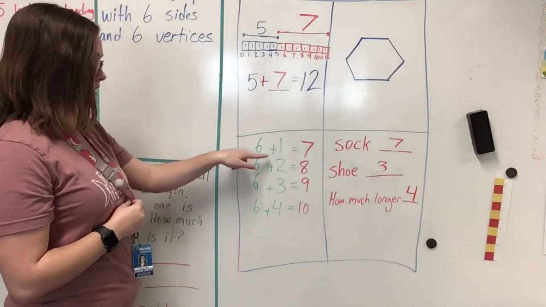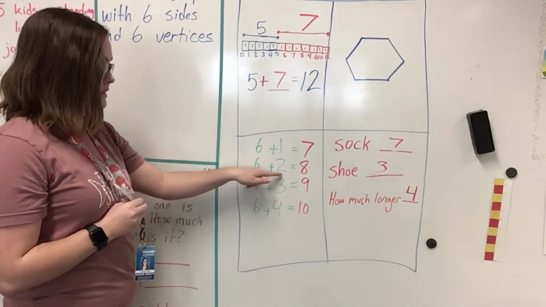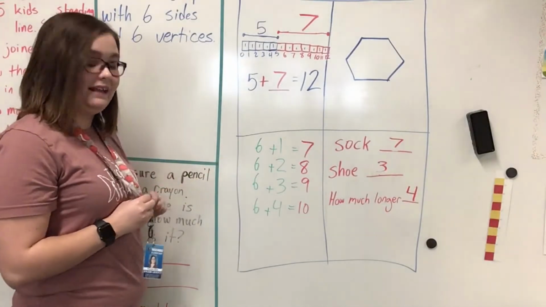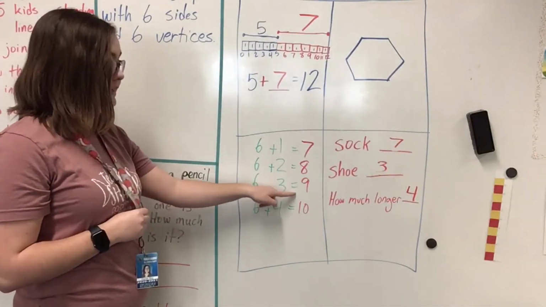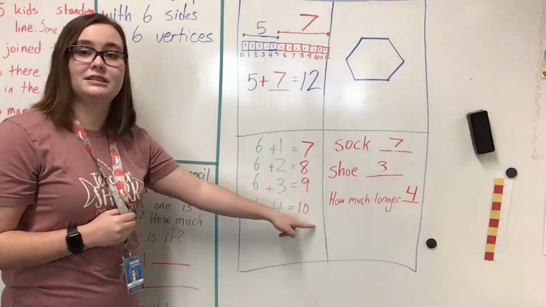Then I made sure in box number 3 to answer all of my questions for my number sentences. So 6 plus 1 equaled 7. 6 plus 2 equaled 8. 6 plus 3 equaled 9. And 6 plus 4 equals 10.